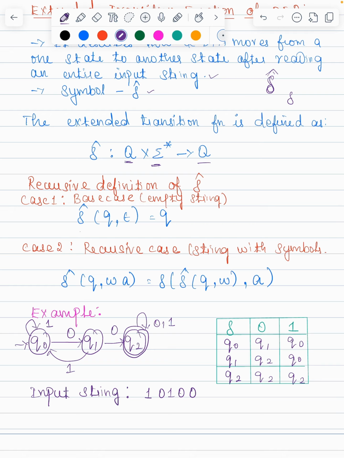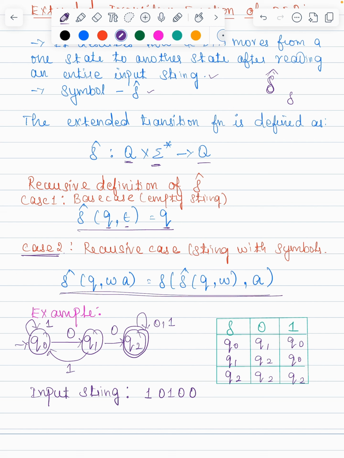So the extended transition function can be written like this: delta cap of q, epsilon equals q, where q is the current state. When there is no input symbol, it remains in the same state, which is considered the base case. If no input is read, the DFA remains in the same state. The next case is the recursive case, which applies when there are strings with symbols.